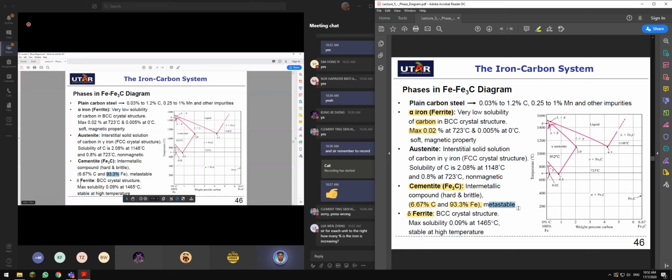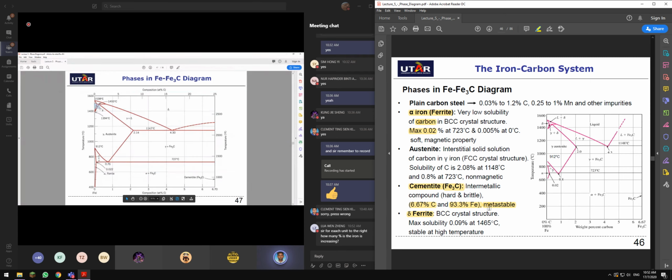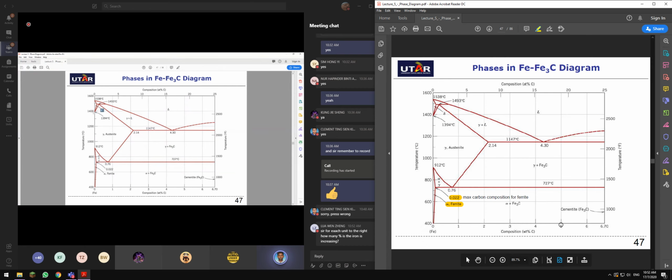And then we have ferrite. BCC crystal structure, maximum solubility at 0.09 at 1465 degrees Celsius over here, and stable at high temperature. Okay, over here, this region. So we have a few types of microstructure of iron depending on the temperature.